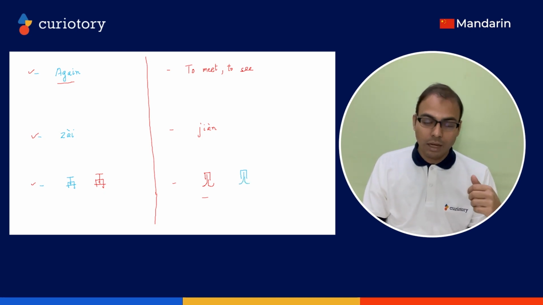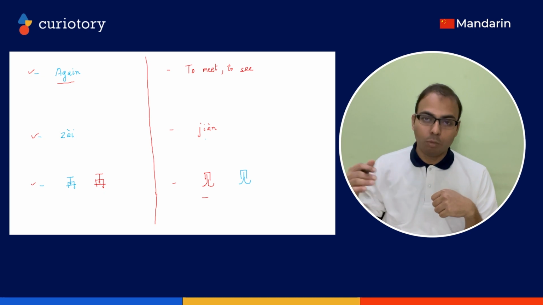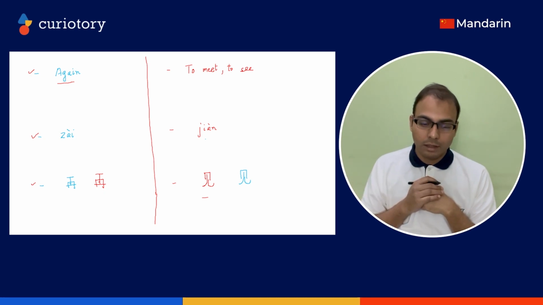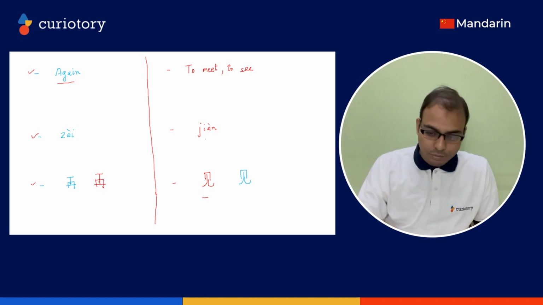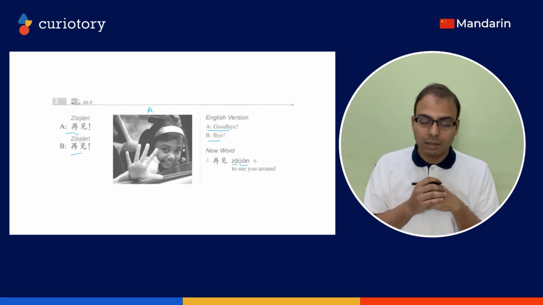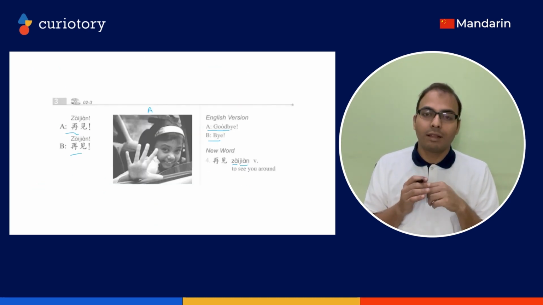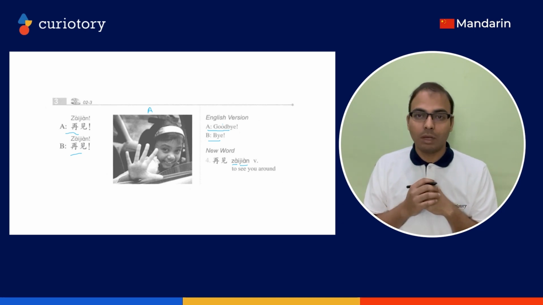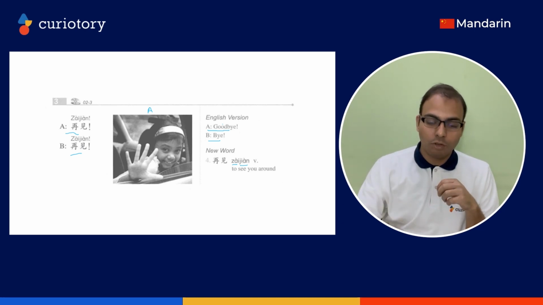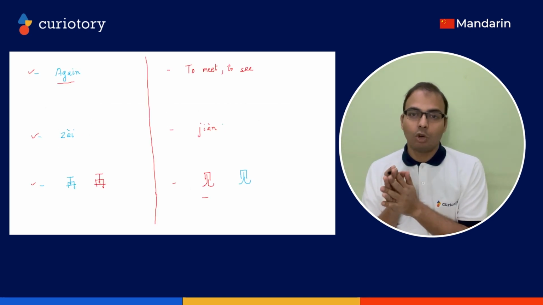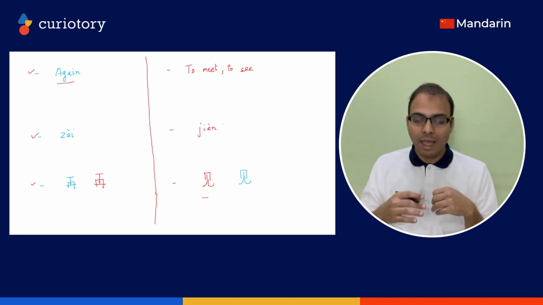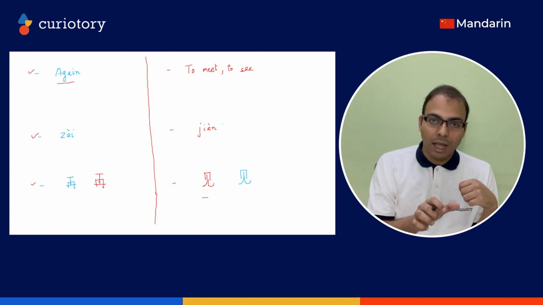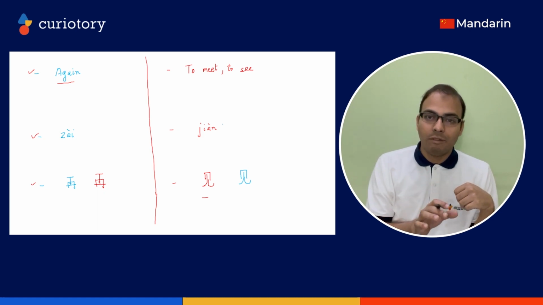So the three aspects about again and to meet are clear to you. The pinyins in both the cases and the characters in both the cases are clear. Now what is the collective meaning of 再见? 再 means again and 见 means to meet or to see. So again, meet. So the meaning comes out to be we will meet again. 再见. Again, meet. We will meet again.